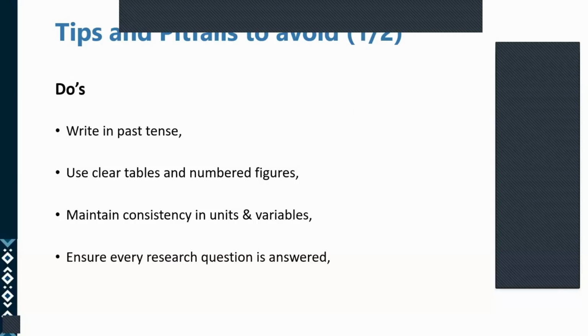Ensure every research question is answered. We presented in the content that when proofreading, look if every section is complete and every research question answered, and report all findings, including the negative results, even what you were not expecting. You present it there. And what you shouldn't do, you shouldn't interpret your result. It is for the discussion section.